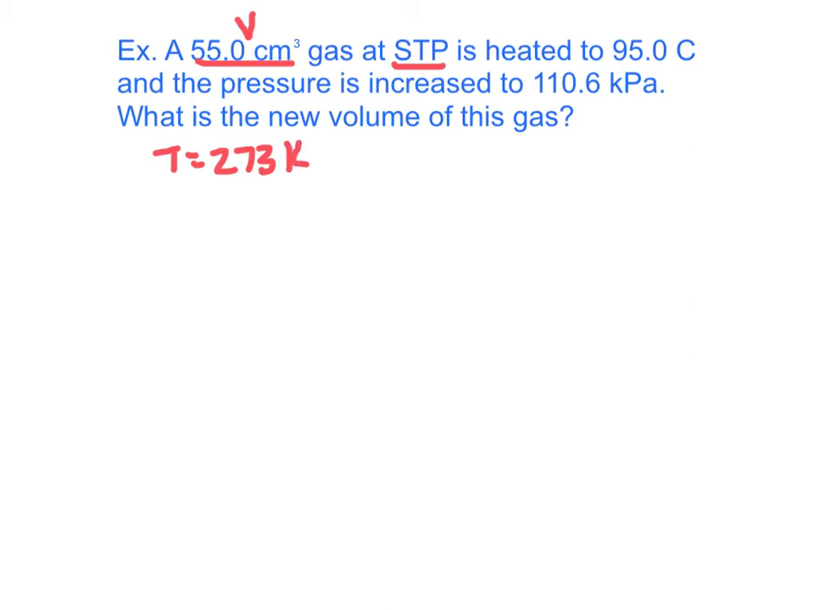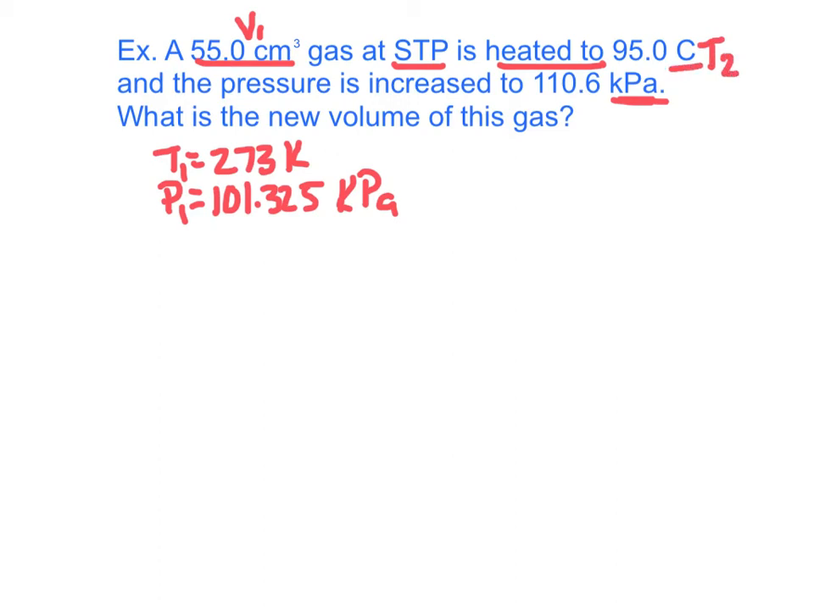273 Kelvin. And then standard pressure, we have a bunch of different pressures, but I want to match it up with my other pressure that I'm given, which is kilopascals. So that's 101.325 kPa. And so those all go together. This is going to be my V1, this is my T1, and that's my P1. And then I'm also given heated to, so I'm heating it up, I'm changing my temperature to 95 degrees Celsius, which is going to be my T2.